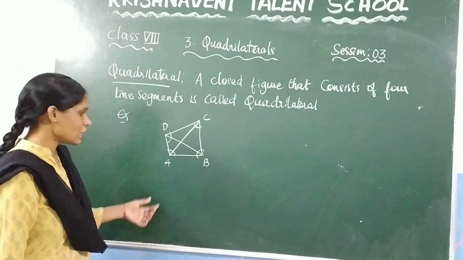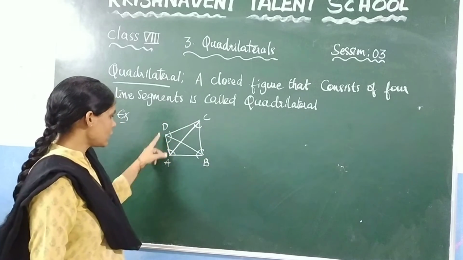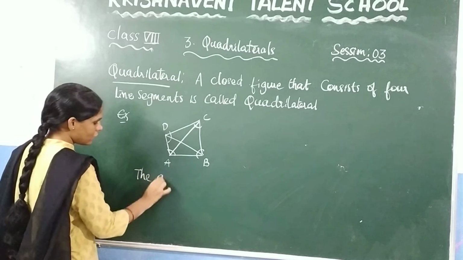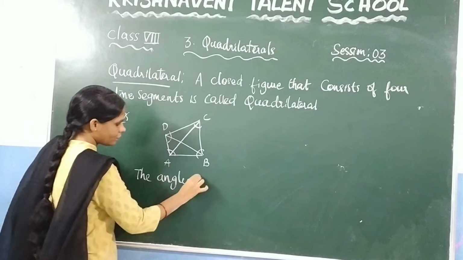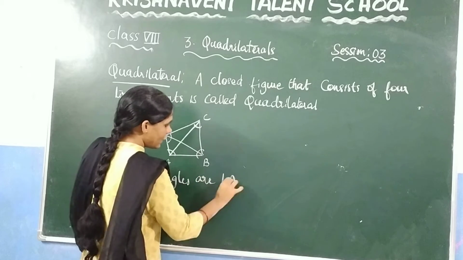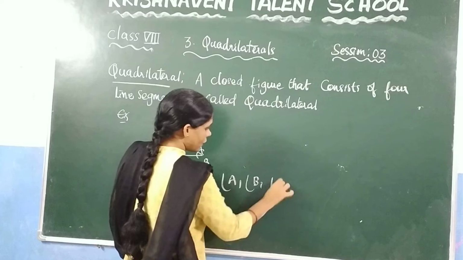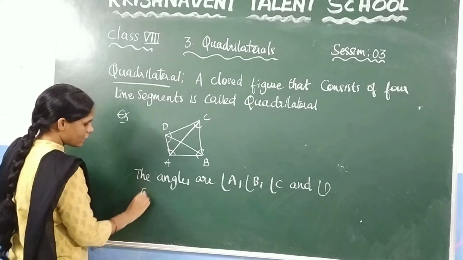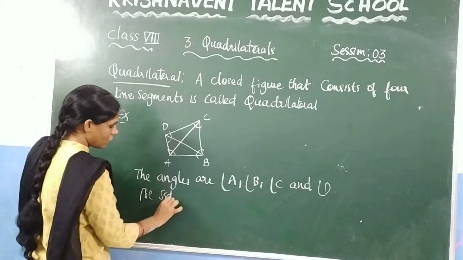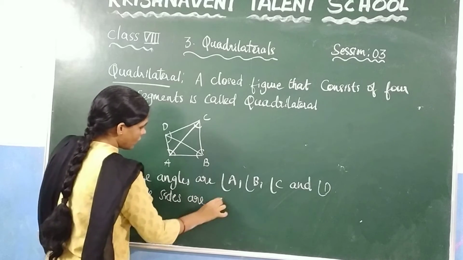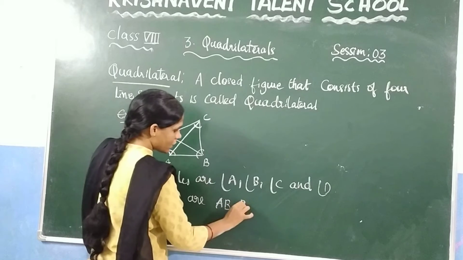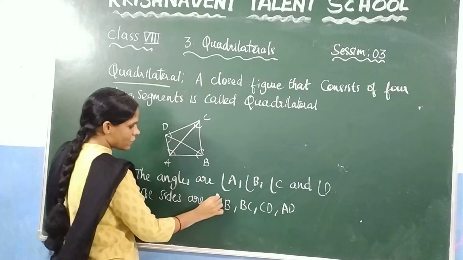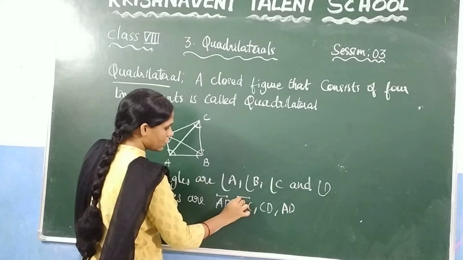And what are the sides here? AB, BC, CD and AD. Now, write this down. The angles are angle A, angle B, angle C and angle D. And what are the sides here? The sides are AB, BC, CD and AD. Since these are line segments, you have to mark them like this.